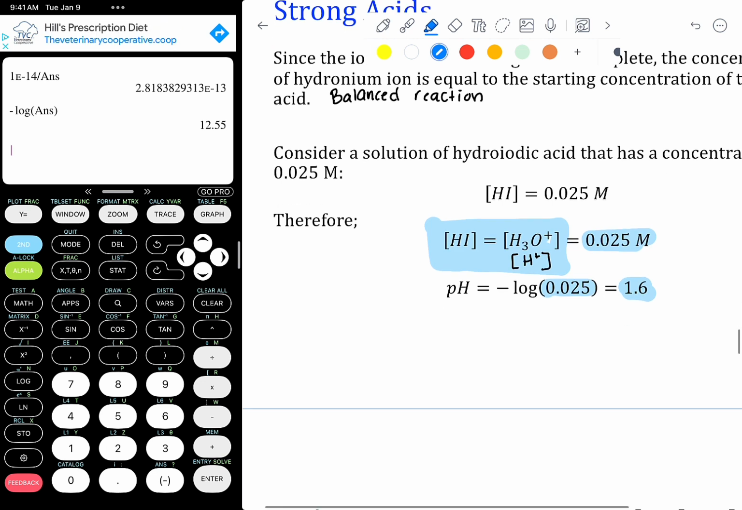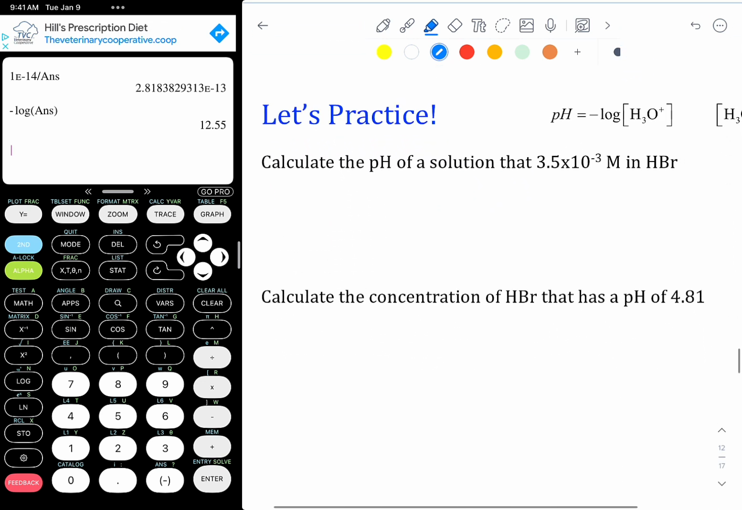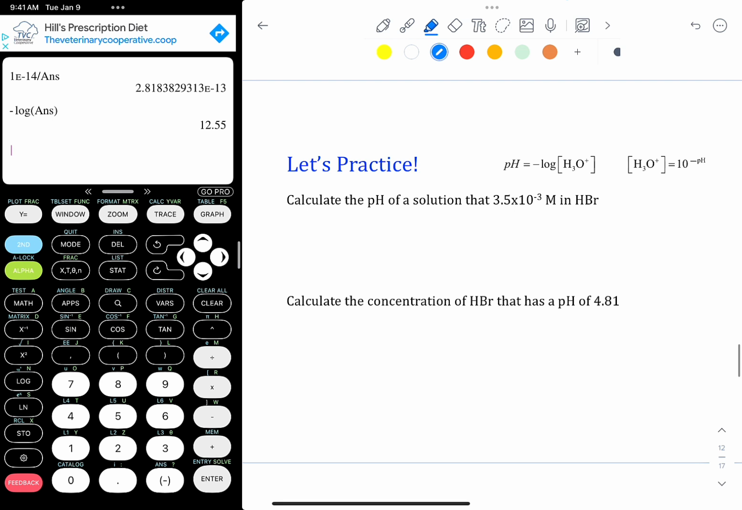So let's practice with this concept. We want to calculate the pH of a solution that is 3.5 times 10 to the minus 3 molar HBr, hydrobromic acid. And then we want to calculate the concentration of HBr that has a pH of 4.81. So pause your video and solve these 2 problems.